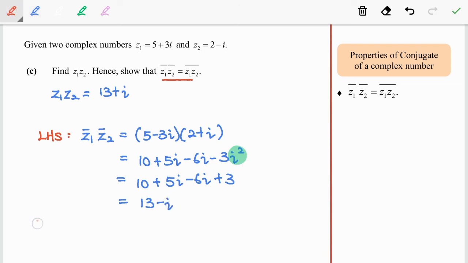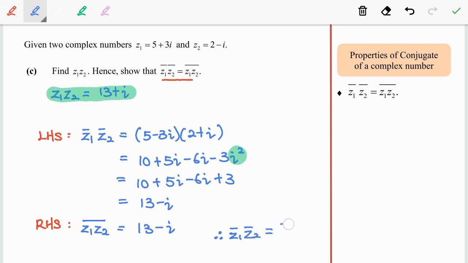Now, let us move on to right hand side. So we know that Z1 times Z2 is equal to 13 plus i. So now, we are to find conjugate of Z1 Z2. So this is equal to 13 minus i. So by comparing the left hand side and the right hand side, we can conclude that conjugate of Z1 times conjugate of Z2 is equal to conjugate of Z1 Z2. So we already shown.